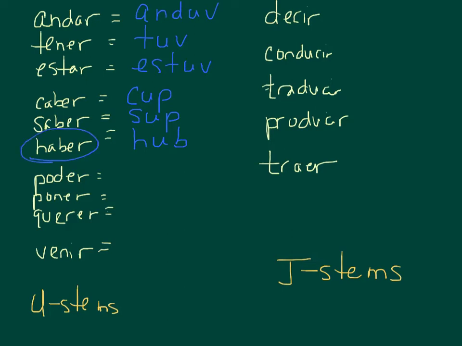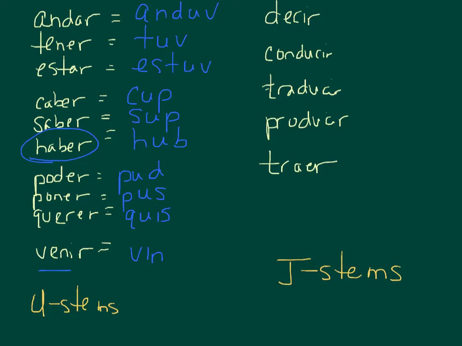Poder, the verb to be able to, is pud. Poner, to put or place, the stem is pus. And then querer, to want, quis. Finally, we come across venir, the verb to come, and the stem for venir is vin. Now, I know vin does not have a U in it, but it also doesn't have a J in it either, so we don't want venir to be left alone, so we have to put it in some group. So venir is going to go here, all the way at the bottom of the U stems.